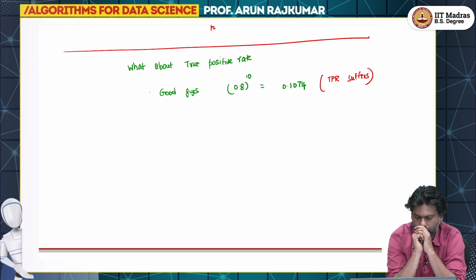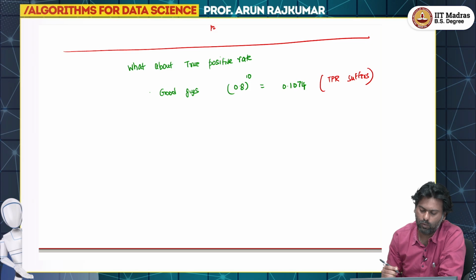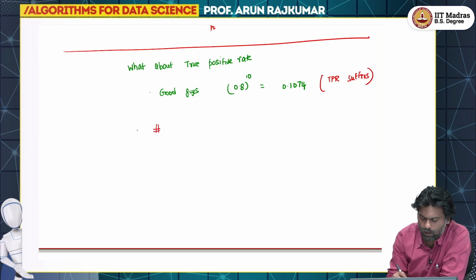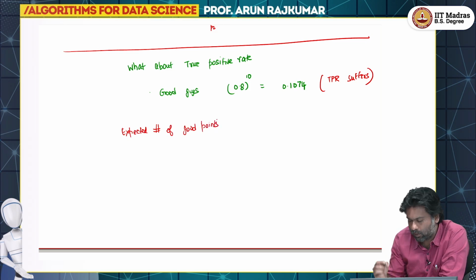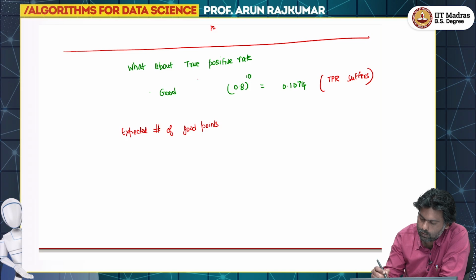So while the false positive, so you are now going to have, right. So basically the expected number of good points, okay, let's be a little bit more formal, good points, not guys, is going to be, again everything is rough, right, 10 times 0.1074, roughly 1.